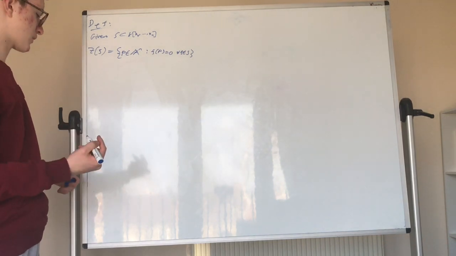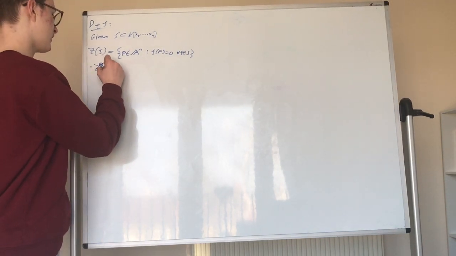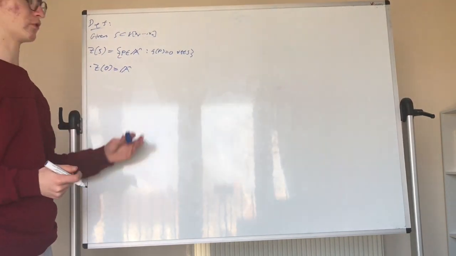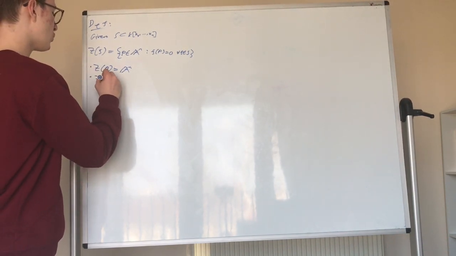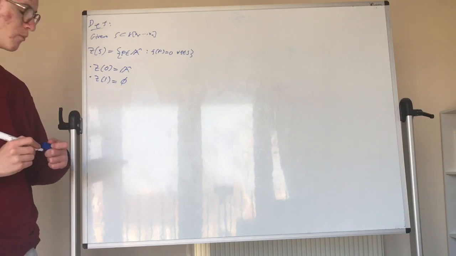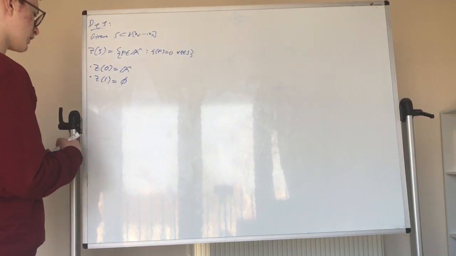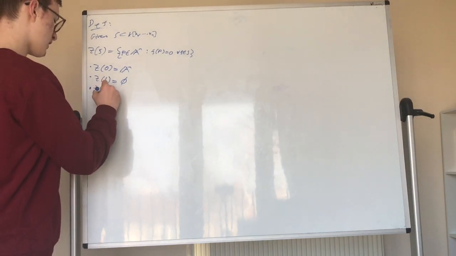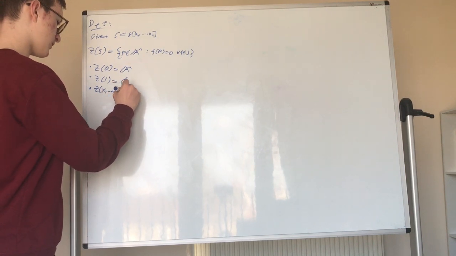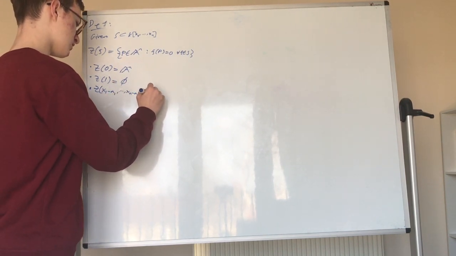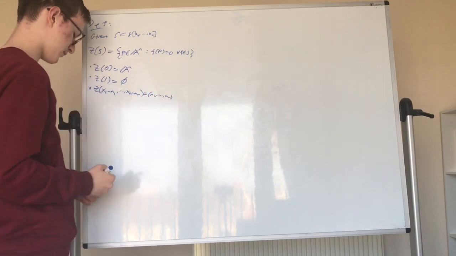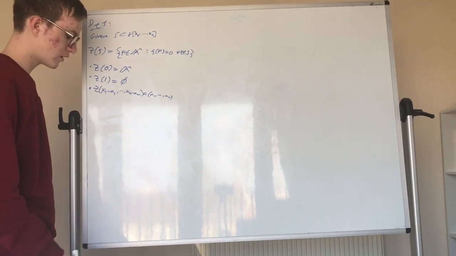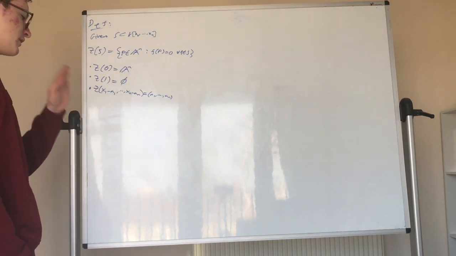So, for example, some basic examples are Z(0) would be affine n space, because of course any point will vanish on the 0 polynomial. Z(1) will be the empty set, because no points will vanish on the polynomial that sends everything to 1. And a single point will be Z(x1 - a1, ..., xn - an). That's just (a1, ..., an). So those are some basic examples that hopefully illuminate this definition.